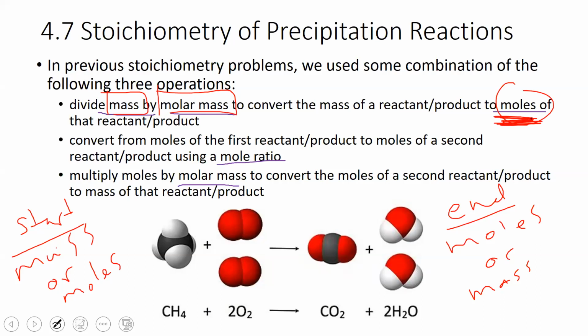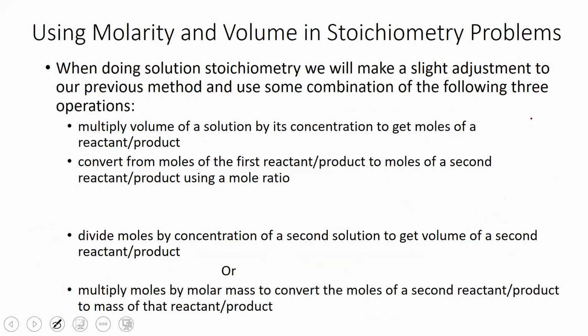So when you have a mass, you divide by the molar mass. If you're given a solution, instead of what you did with the solid, now with a solution to get to a number of moles of something, you have a volume and a concentration, which we learned when we did dilution, right? Volume times concentration is equal to moles.